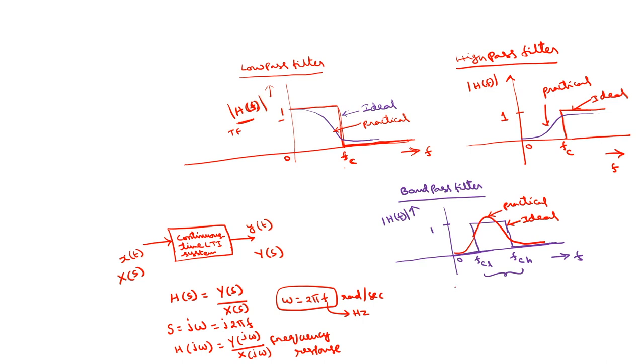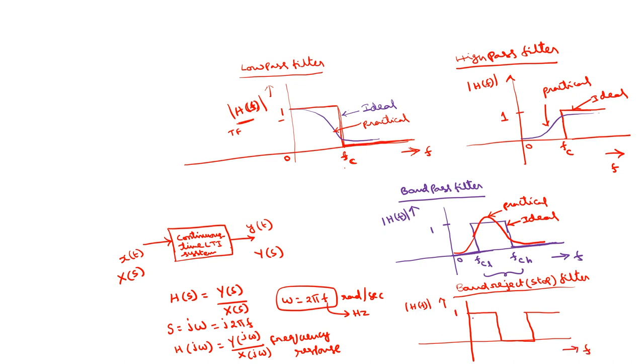And the last one is band reject filter. Just opposite to band pass filter is band reject filter, also called band stop filter. It rejects only a band of frequencies, and all the remaining frequencies will be passed. This is FCL, FCH. It rejects only FCL to FCH. 0 to FCL, unity gain. FCH to infinity, unity gain. This is the ideal frequency response of the band reject or band stop filter.